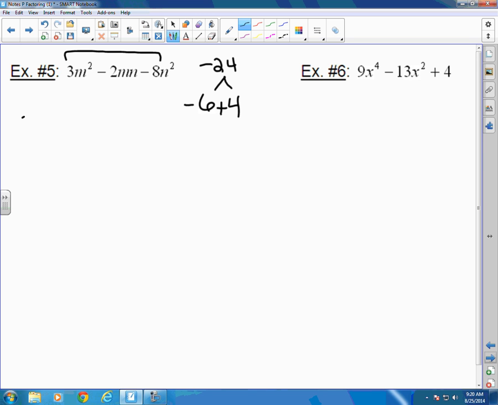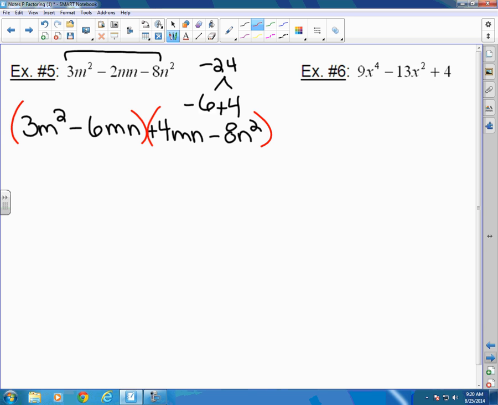So then when I rewrite this, keeping the first term the same, and then I'm trying to get that middle term, which is negative 2mn. So negative 6mn plus 4mn, and then minus 8n squared. The last term stays the same. So when you're checking this, the middle two terms, negative 6mn and 4mn, when you combine them together, you should get negative 2mn. Now we group the first two terms and the last two terms, pull out what the first two terms have in common, which will be a 3m.